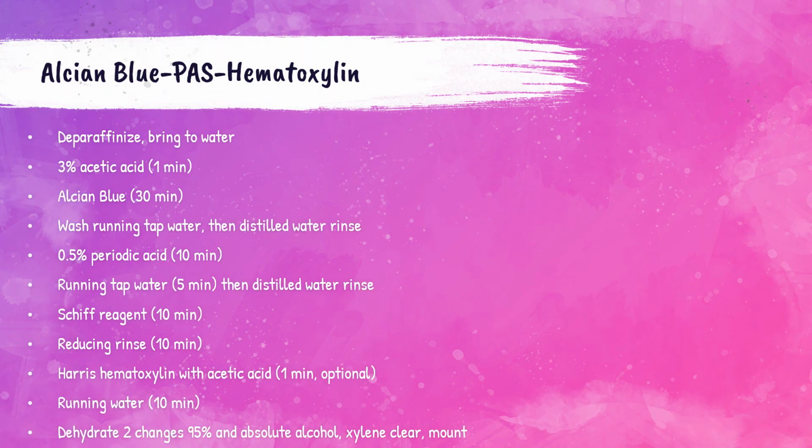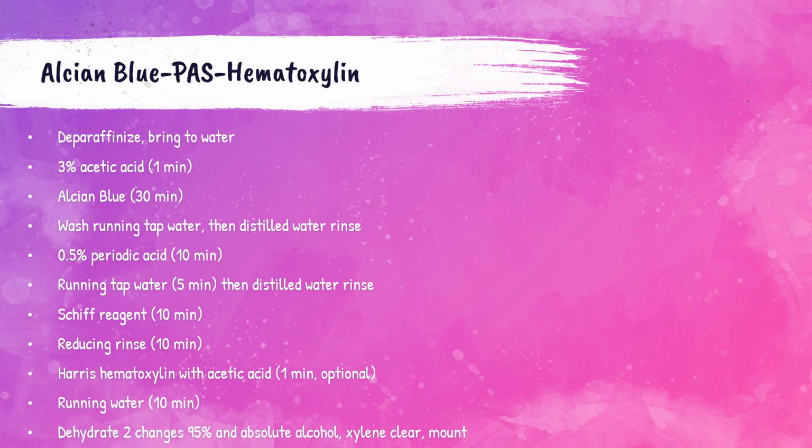The procedure for the Alcian blue PAS hematoxylin stain is as follows. So the tissue is deparaffinized and brought to water. It is put in 3% acetic acid for 1 minute and then stained with the Alcian blue stain for 30 minutes. After this Alcian blue step, it will need to be washed in running tap water and then rinsed with distilled water. Then it needs to be put in 0.5% periodic acid for a 10-minute period and then placed under running tap water for 5 minutes. After the running tap water, it then needs to be rinsed with distilled water.